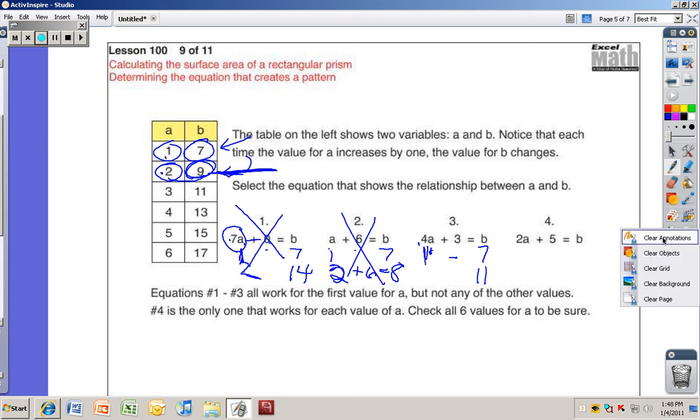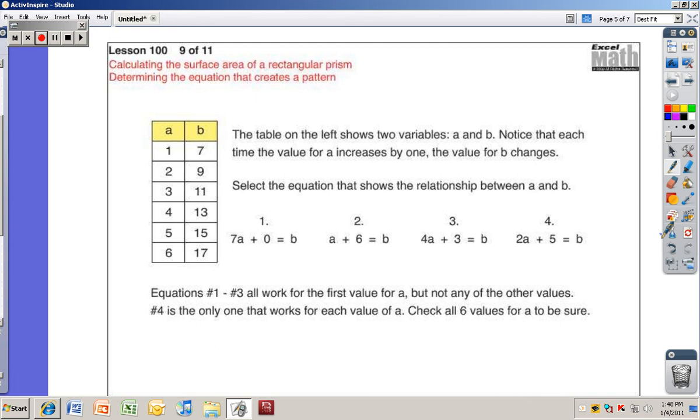Let me get this all cleared off of there. It's starting to get hard to see. How about this number 4? It better work for this one, huh? 2 times 1 is? 2 plus 5?